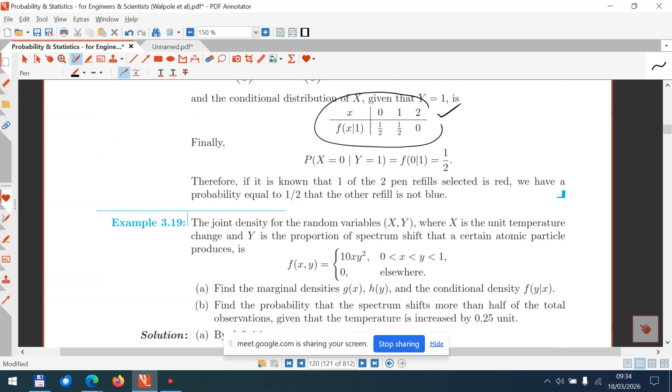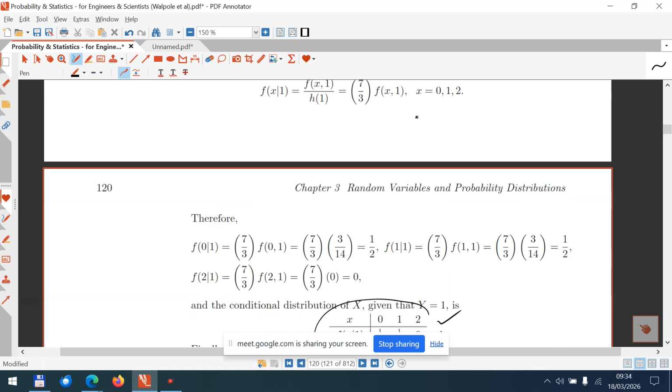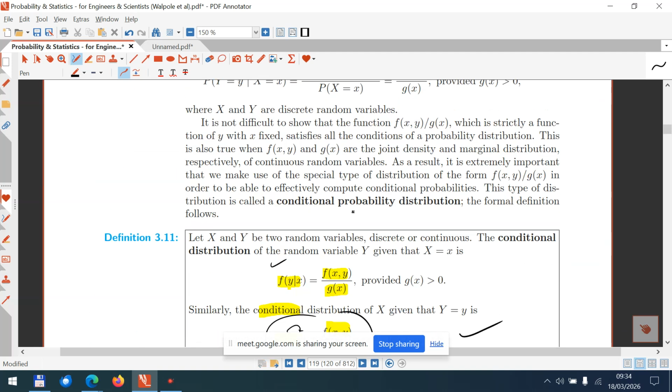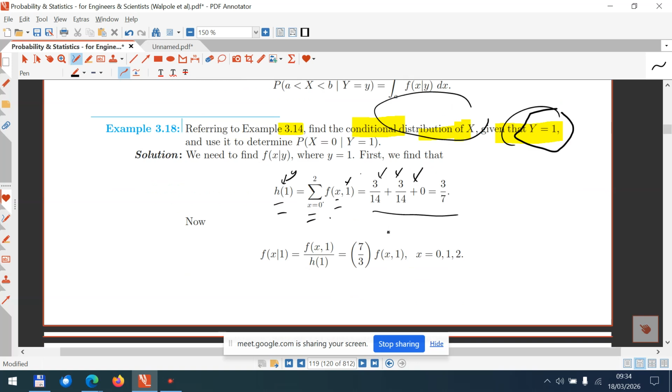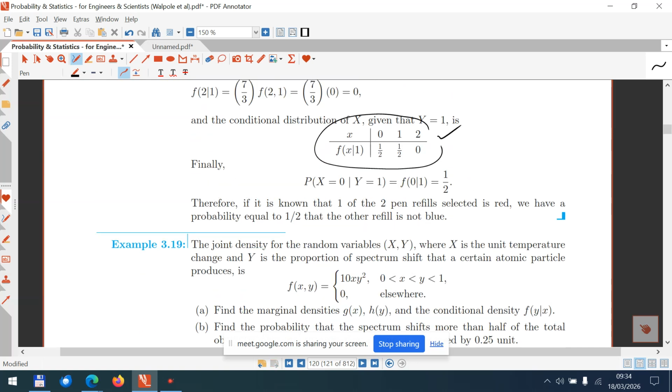So this was a question for discrete random variables. You can have a similar question for a continuous random variable, because we know that this box is not just for discrete, but also for continuous. So whether we are looking for the conditional distribution of a discrete or continuous random variable, in both cases we'll be using this formula. So let's try it with that question. We are given the joint density in this case.